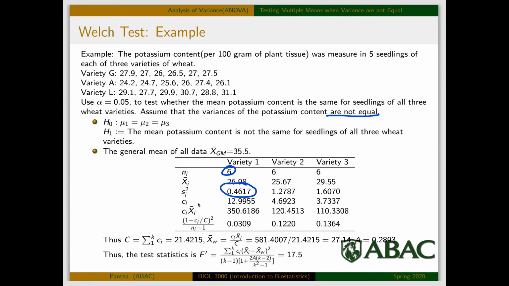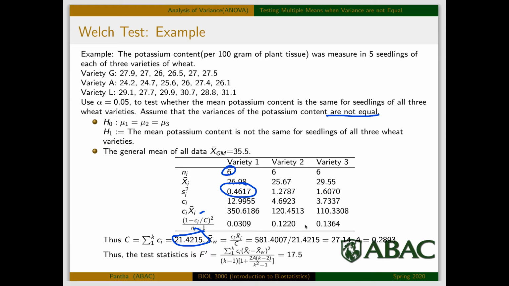This is basically the Ci, and Ci times Xi bar is this 26 times 0.46. The product of those two will give you Ci times Xi bar. Okay, and then you plug in those values: 1 minus Ci divided by C, squared, over Ni minus 1. So what is Ci? Ci is given by this one, right? So you do 1 minus Ci, you find the sum of those Ci, which is 21.4215. You plug it in here and then divide by Ni minus 1.